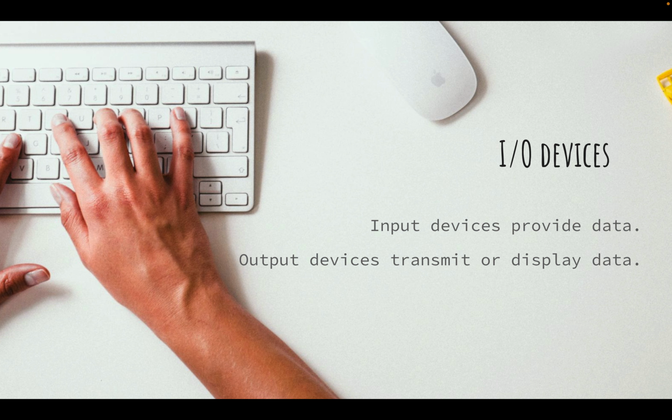Output devices produce or display the results. An example would be a printer or your monitor. Input and output devices are types of peripherals, which we'll talk about next.